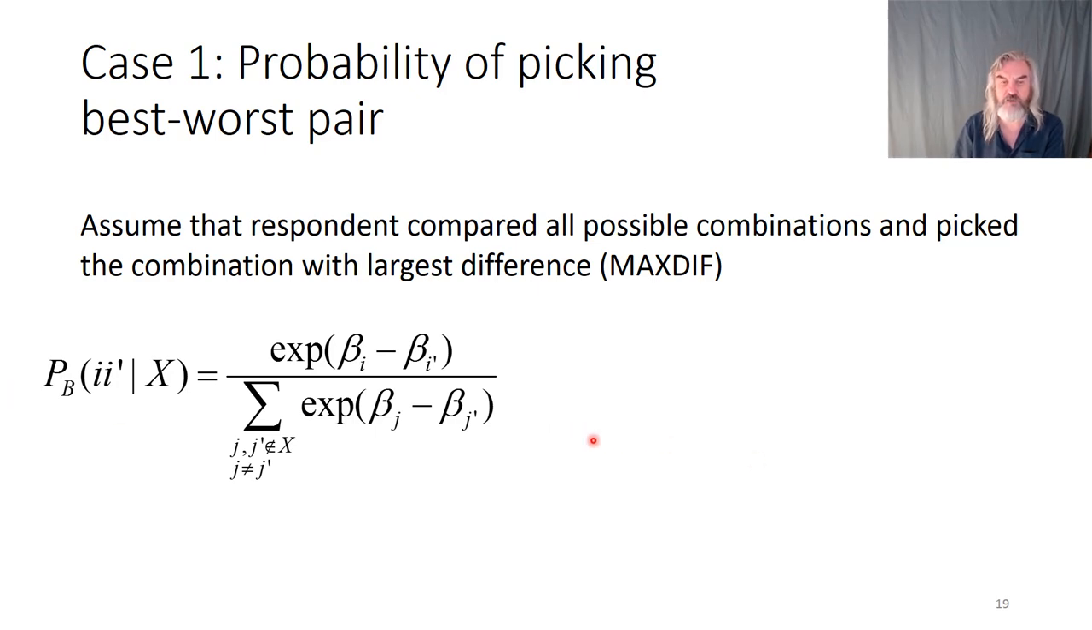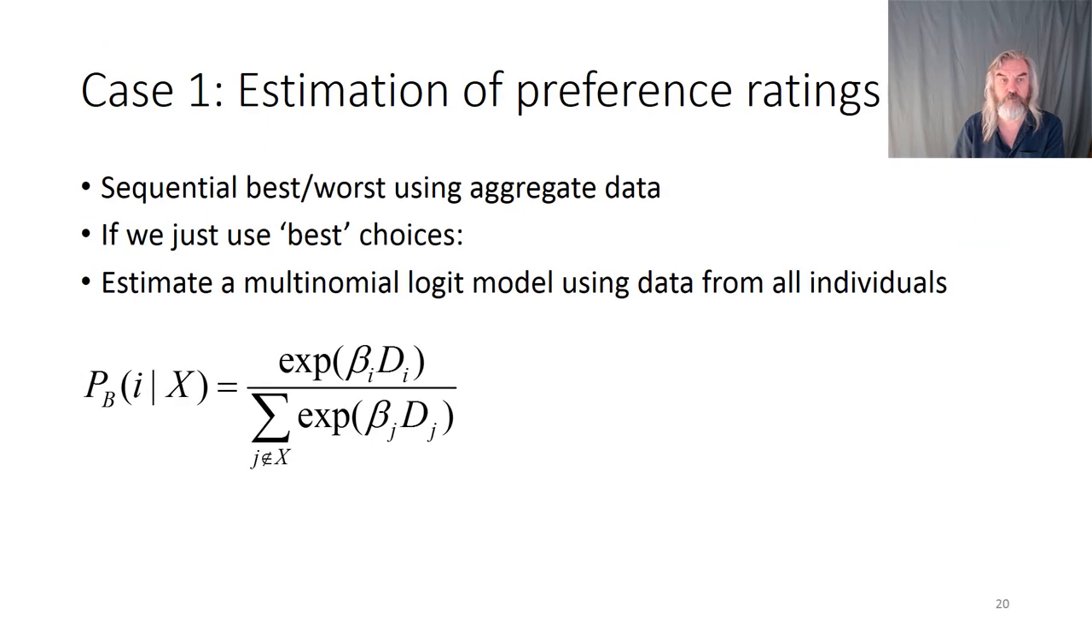And the most important thing here, I think, is to remember that MaxDiff is a model of decision making rather than a mechanism for collecting data. The alternative is that you have this idea of sequential best and worst, i.e. that what somebody did was they first picked their best out of them and then they picked the worst. So let's assume that we're just going to start with, simplify this, we're going to talk about best choices only. Then we estimate this logit model here using data from all the individuals.